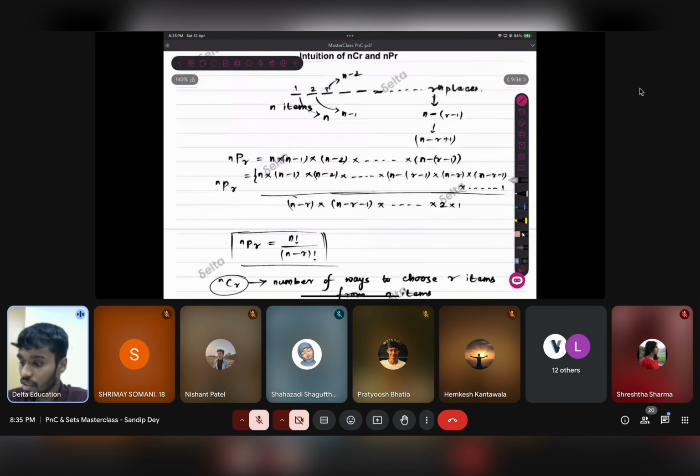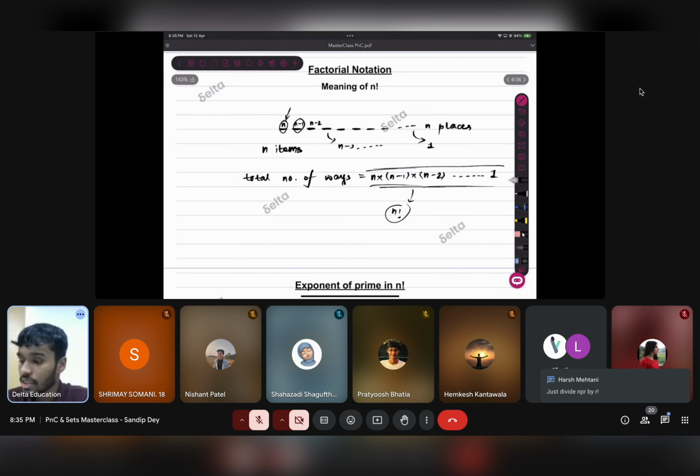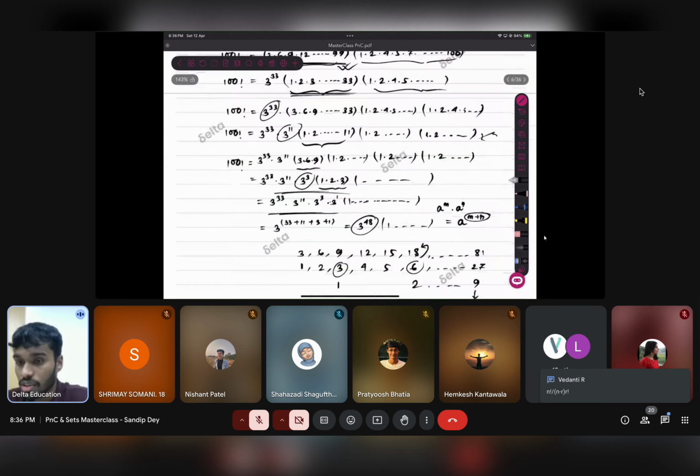So we have done it previously, right? We have shown here, when I was telling that n factorial, there were n items and n different places, and you have first n possibilities, then n minus one, n minus two. Yeah, just divide NPR by r factorial.